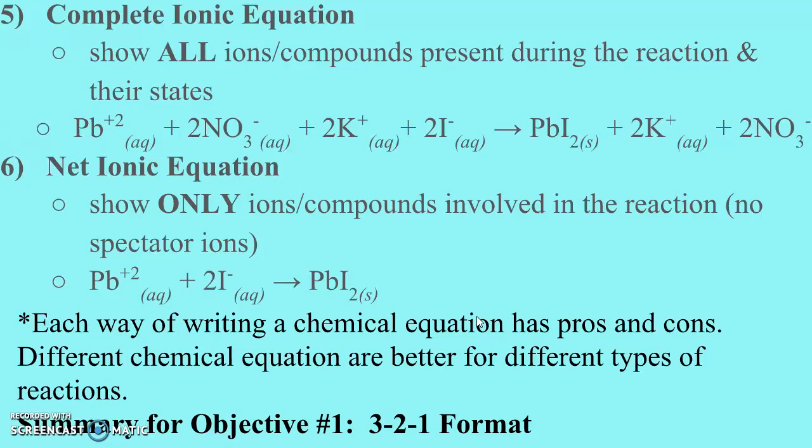So each way of writing a chemical equation has pros and cons. Different chemical equations are better for different types of reactions, and I'll let you know when we're going to use what type. But like I said previously, the balanced chemical equation is the one that we will use the most. So the summary format for objective number 1 is a 3-2-1 format, and that's all you need to do for this objective.